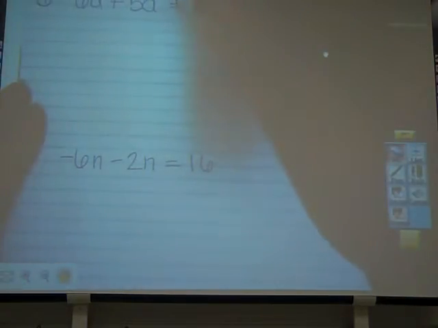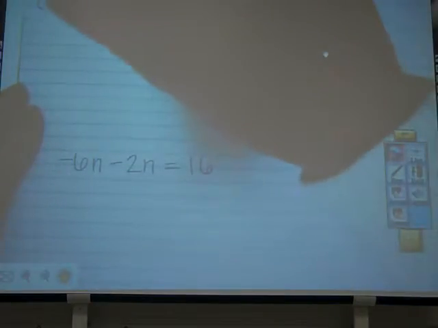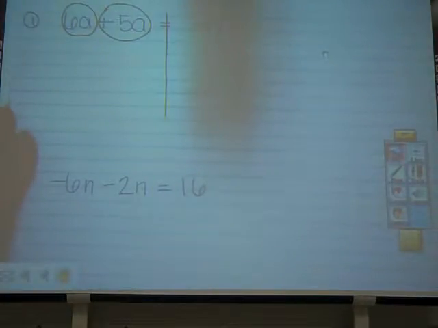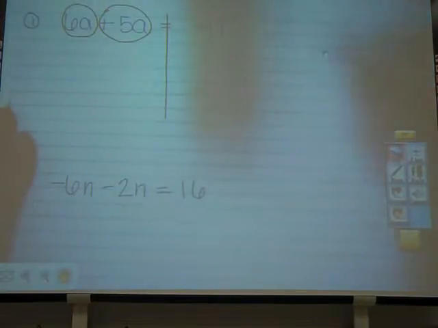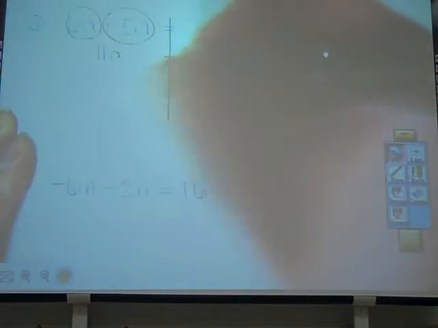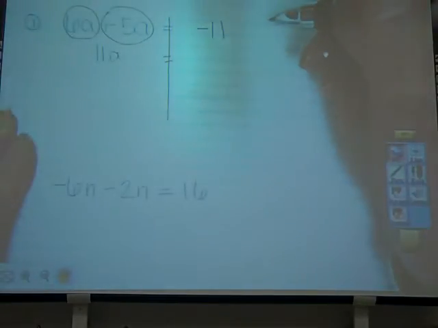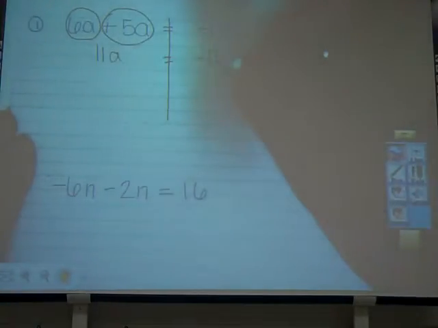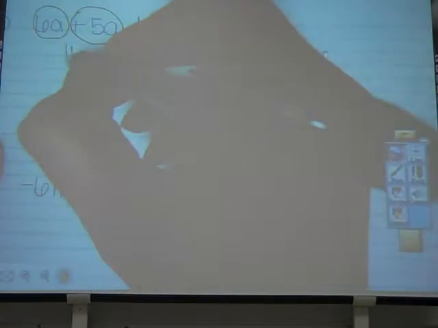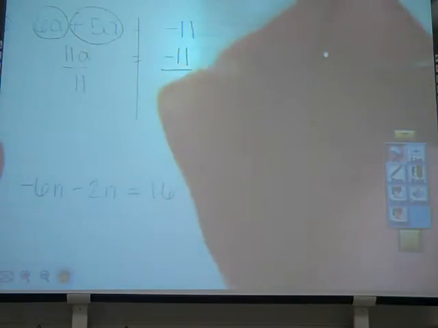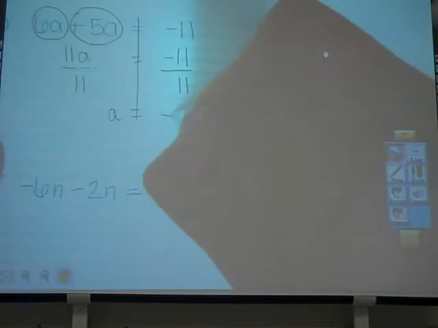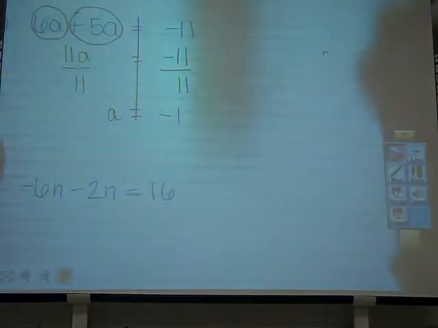Okay, number 1. First thing we do is draw the line down the center and circle our variables. We notice that the variables are on the same side of the equation, so we're going to add them together. 6 plus 5 is 11. Keep the variable. And on the other side we have negative 11. All right, number in front of a variable, divide both sides by 11. So we have a is equal to negative 11 divided by 11, which is negative 1.